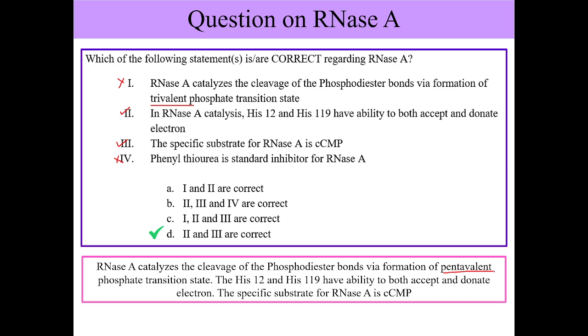The histidine 12 and histidine 119, these are two residues that have the ability to both accept and donate electron. That is true. So that means this is correct. Then the specific substrate for RNase A is cyclic CMP. This is also correct. Right. So let us have a look. Let us have a closer look at RNase A now.